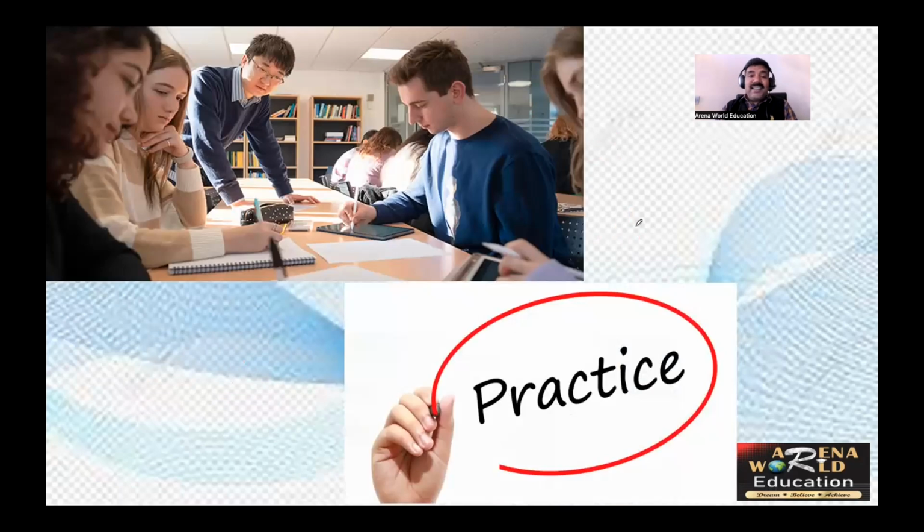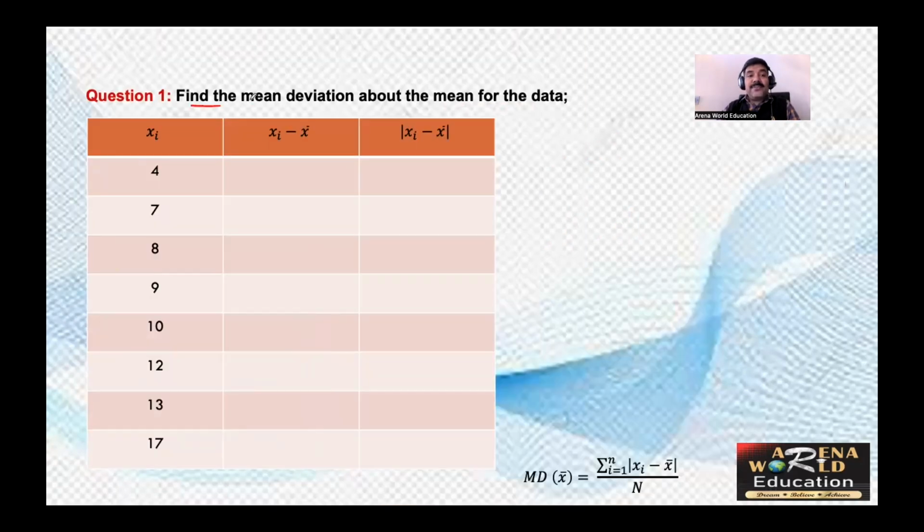Now it's time for practice. The first question is: find the mean deviation about the mean for the data. The data is given, these are the xi values, right? Xi values means this is x1, x2, x3, x4, x5, x6, x7, x8 in this way, right? So what is our first target? Xi minus x bar, right? This is the deviation from the mean.